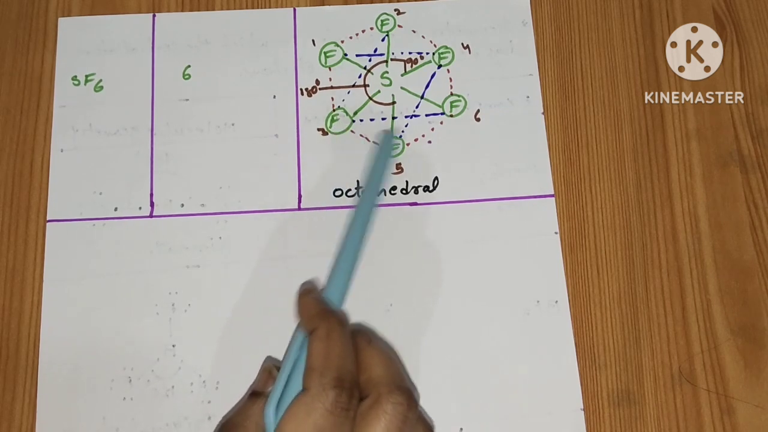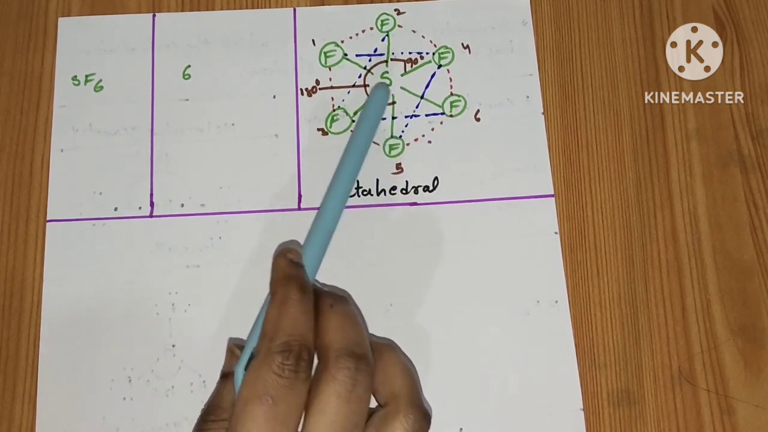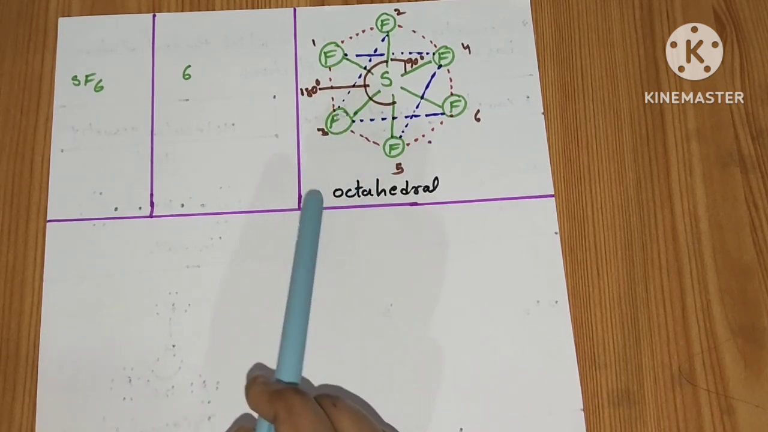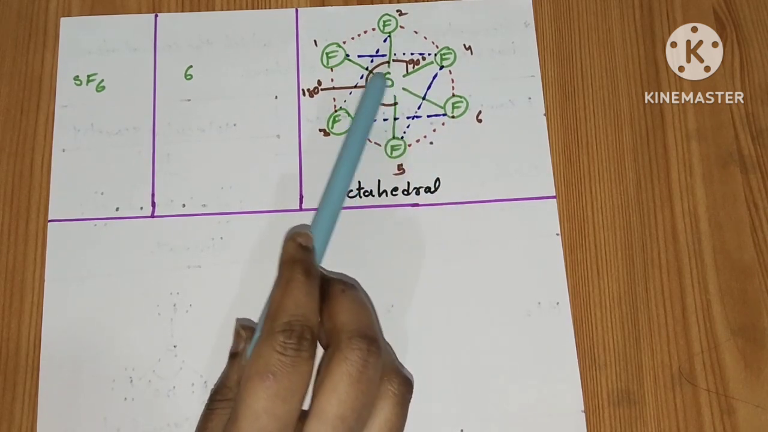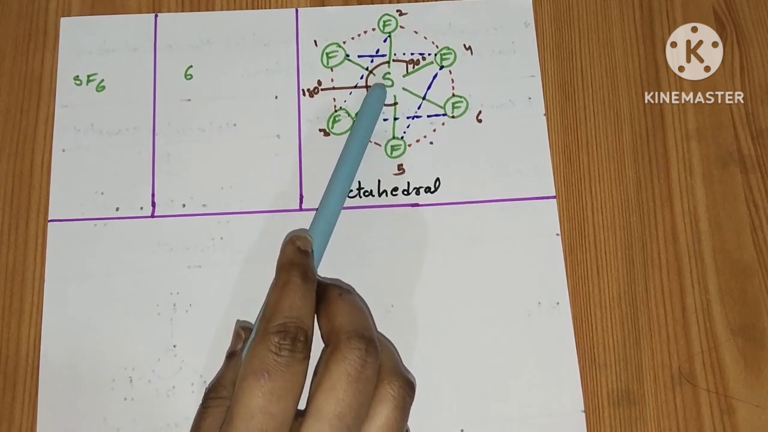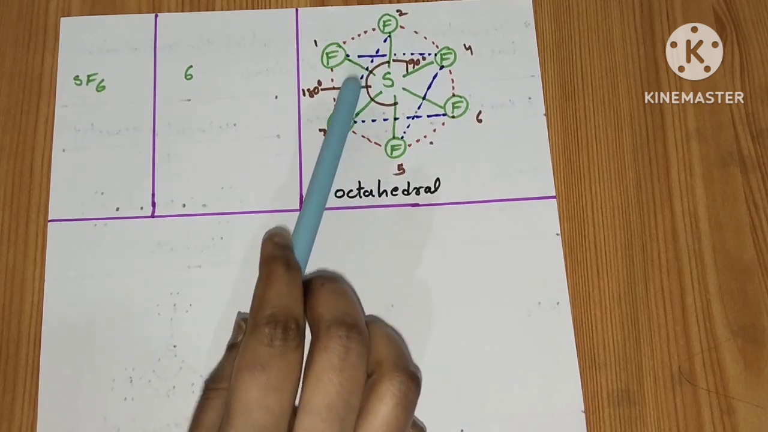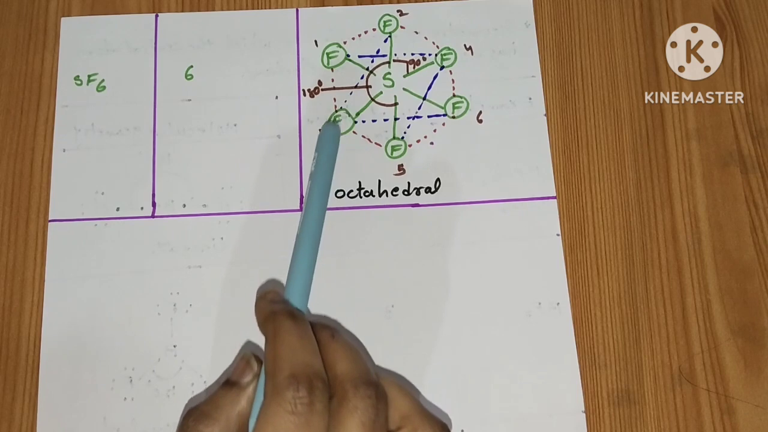To reduce repulsion between these 6 pairs, they arrange themselves as far apart as possible and form an octahedral shape with the bond angle of 90 degrees between adjacent sulfur-fluorine bonds and 180 degrees between opposite sulfur-fluorine bonds.